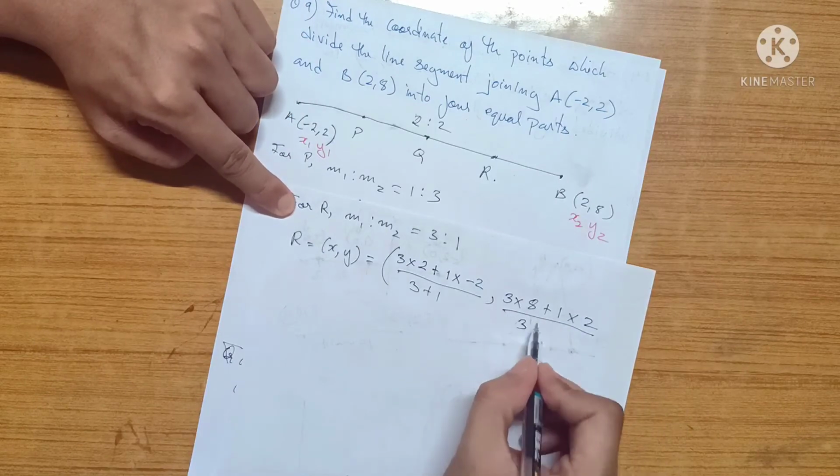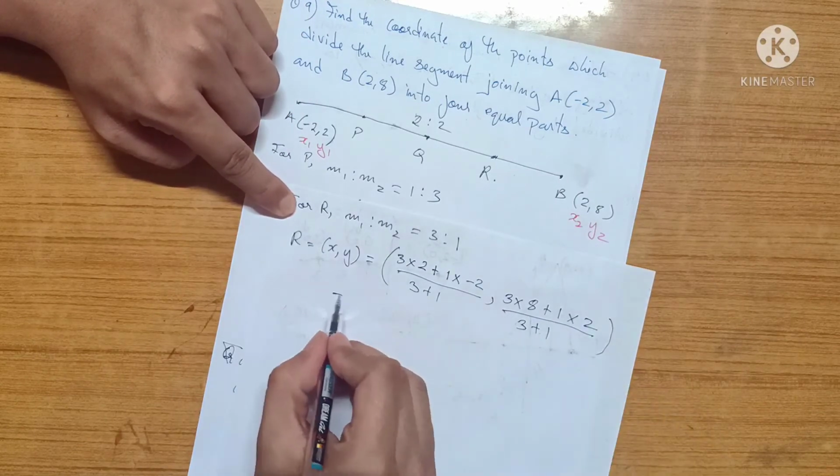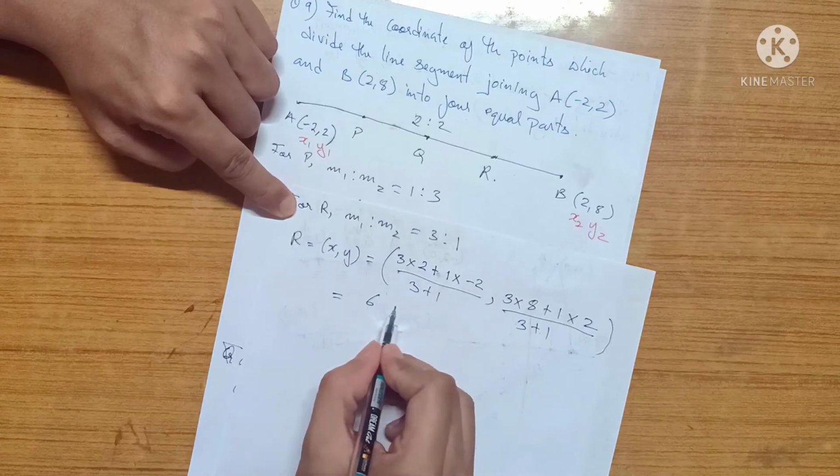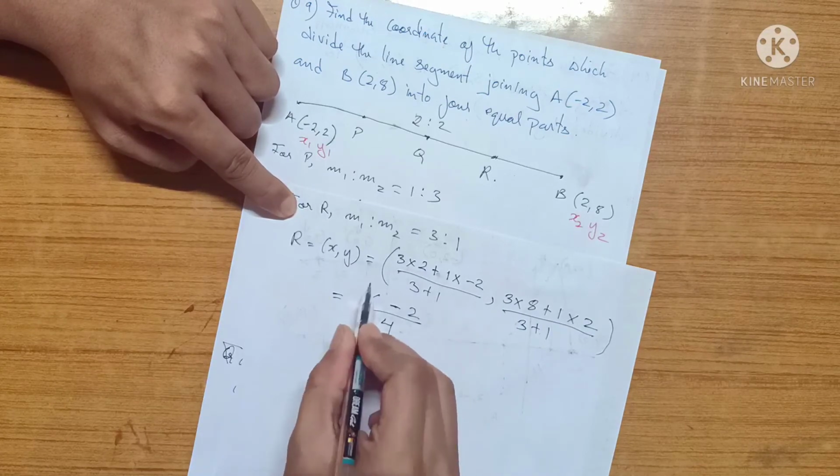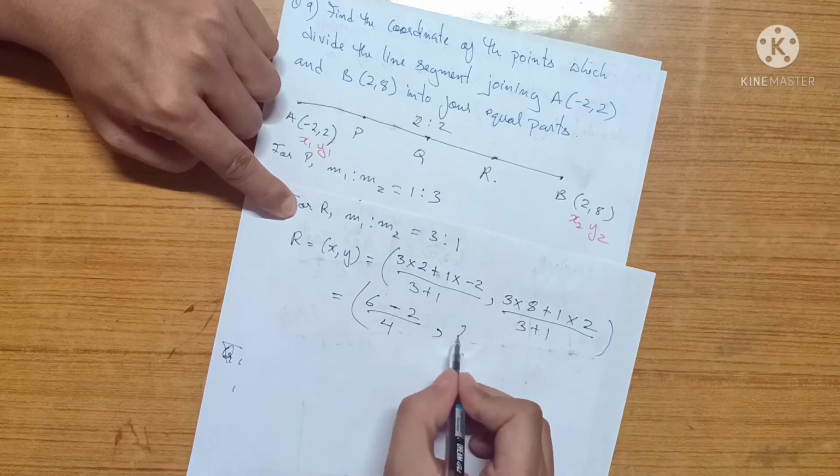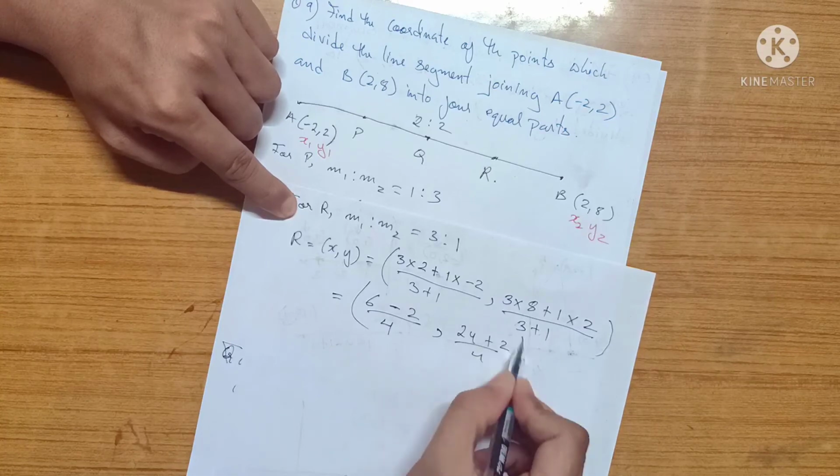Formula is there. My steps are correct. I just didn't write the formula because I'm quite sure you guys are familiar with the formula. That's why. 8 - 4 plus 2 by 4.